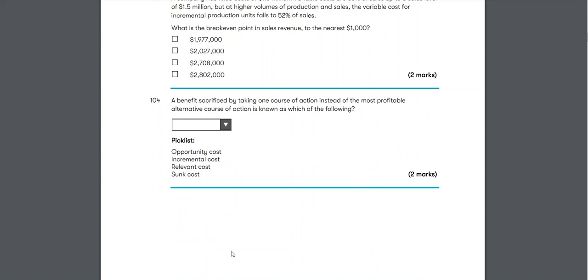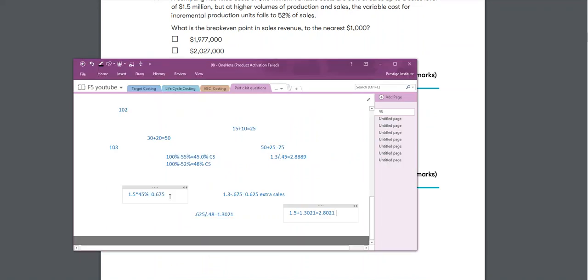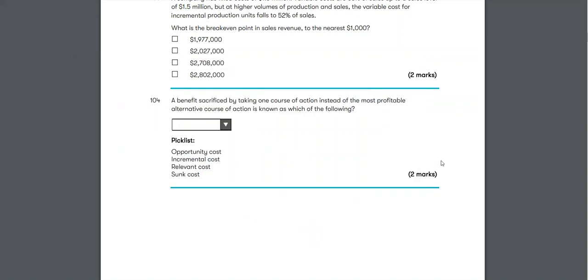Okay, so what I did, because at 1.5 million I saw that the break-even point could not be achieved, I found the contribution that I'm earning there. I'm subtracting that from the fixed cost, and then I'm finding how much extra sales I need to cover the remaining fixed cost, which becomes 1.3, added to the 1.5 becomes 2.81.